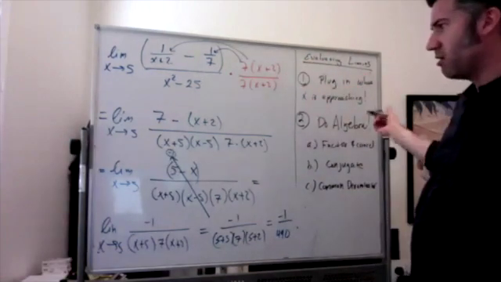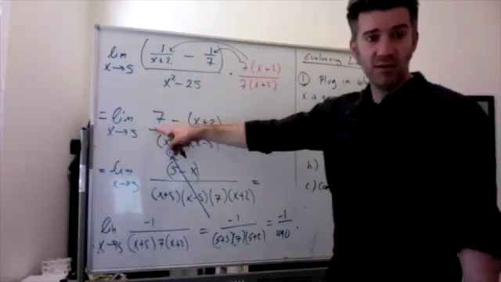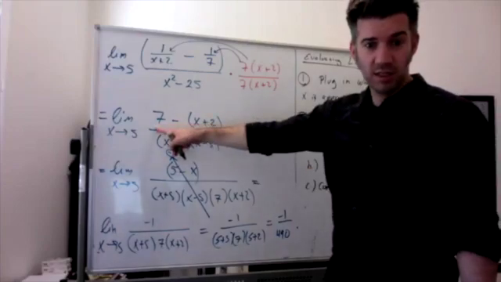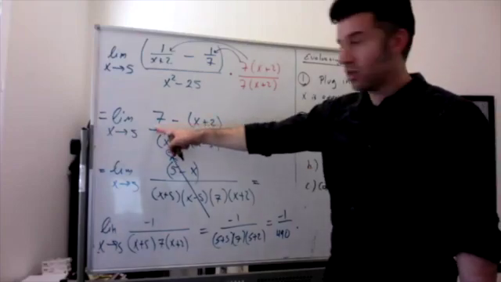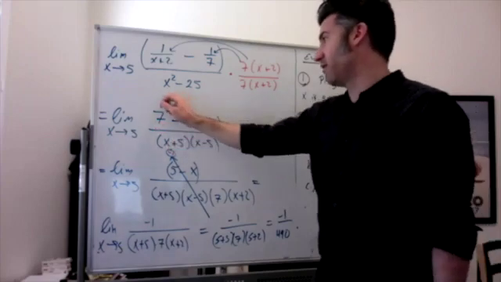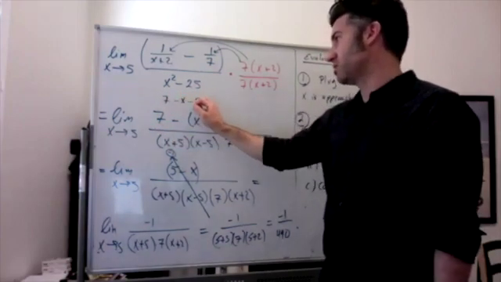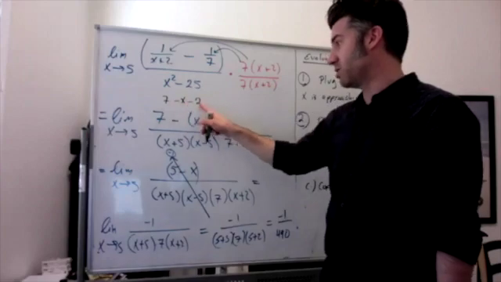The 7's there. Oh, do you mean this 7? So what I did here was I had 7 minus x minus 2, and then the 7 minus 2 became 5.